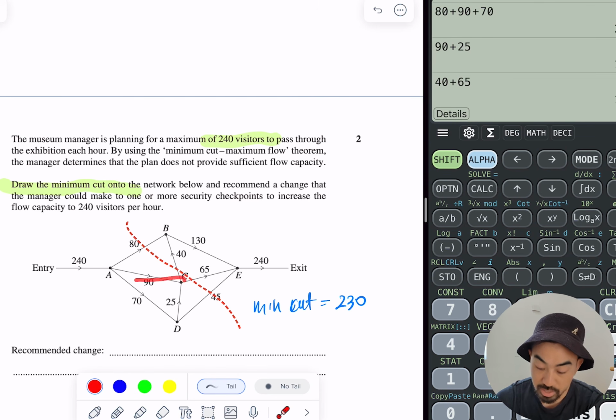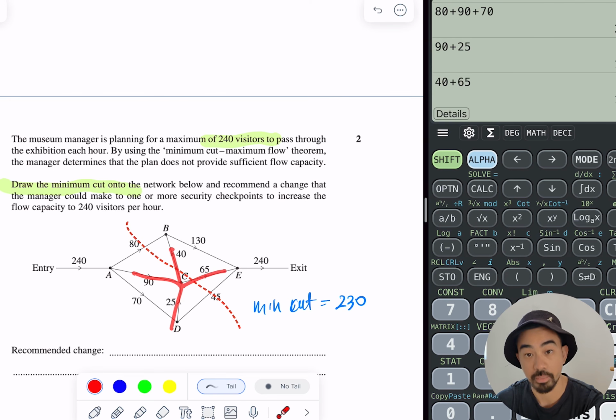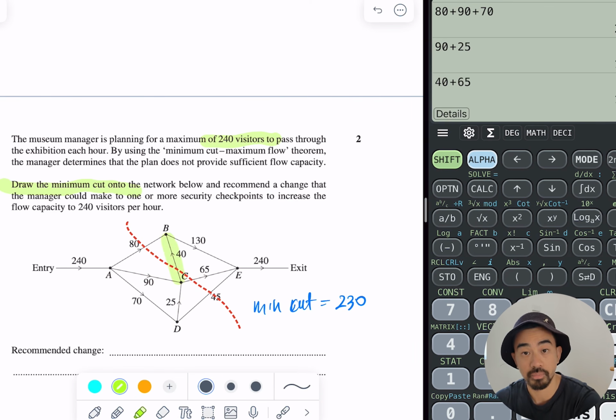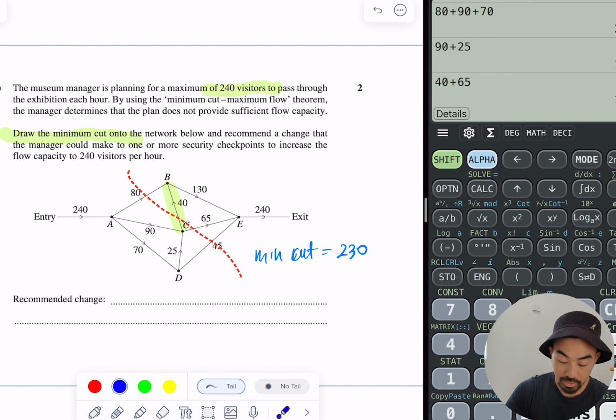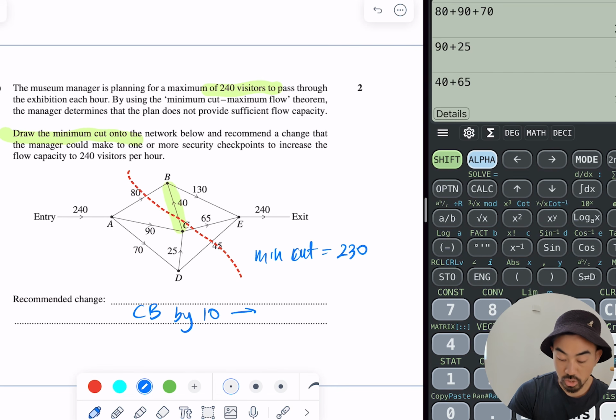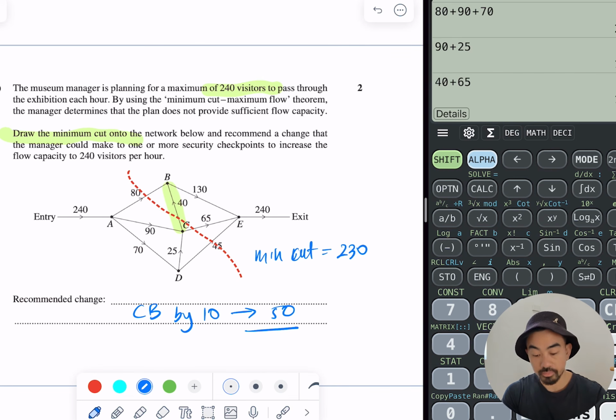So if we have 115 going through C and 105 coming out, that means we can increase an edge like 40, because it's going to flow on to B and it's going to come out here. So we can actually increase CB by 10 to turn it to 50. And that will be the way to maximize the flow.